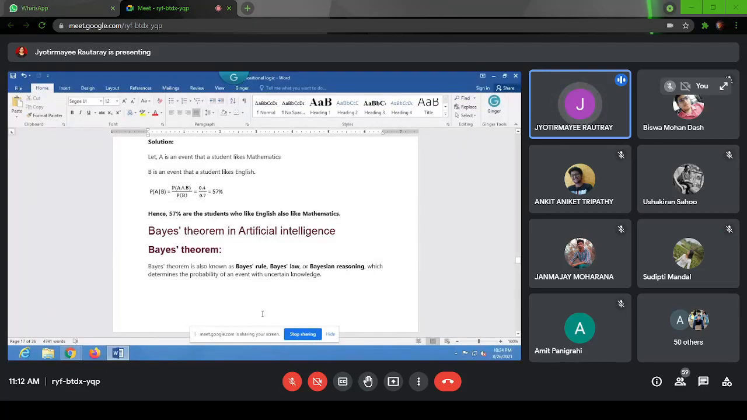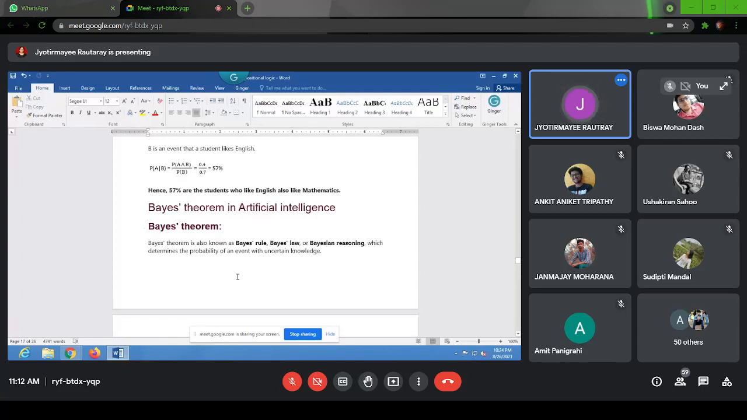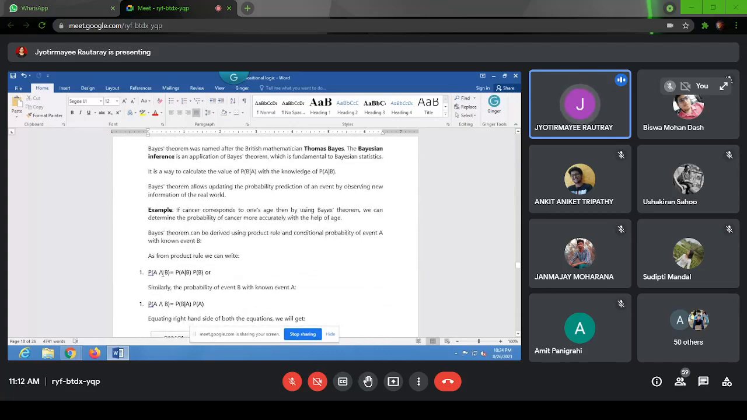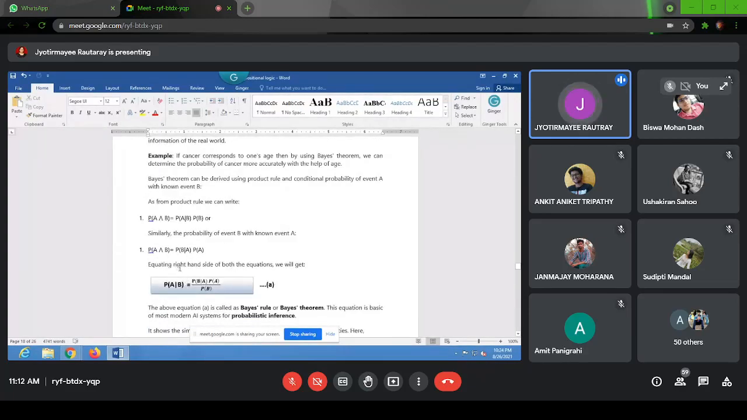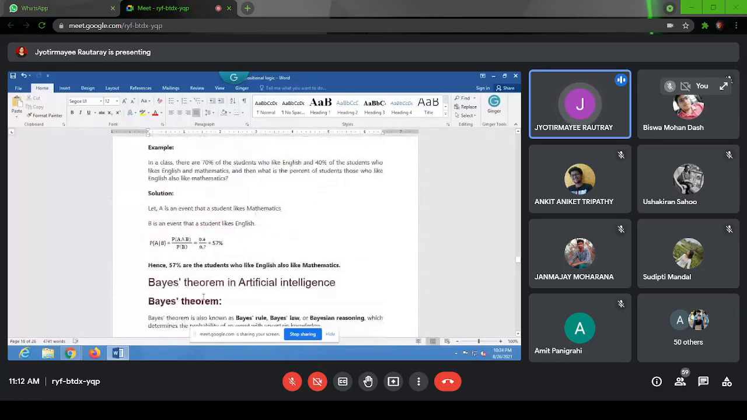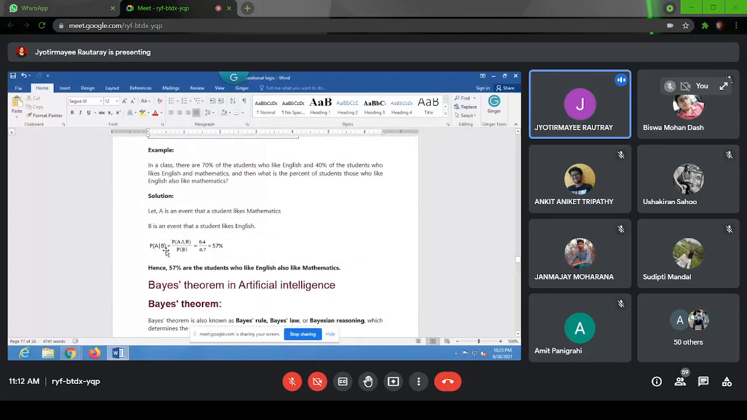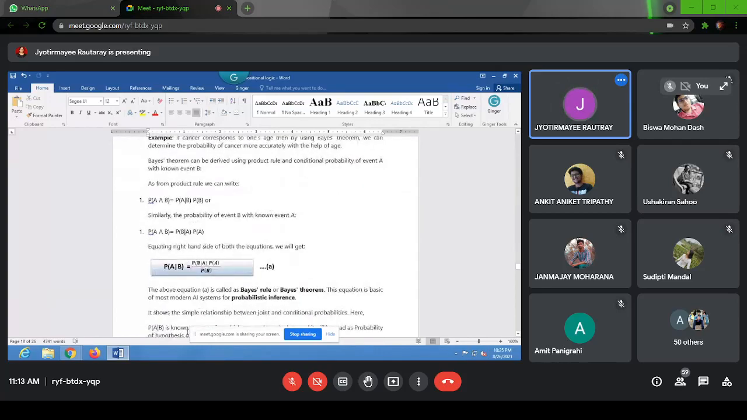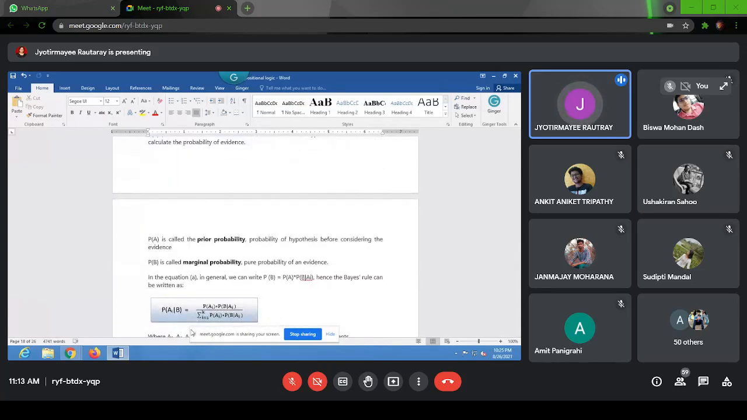Next, coming to Bayes theorem. In Bayes reasoning, the probability of A and B can be multiplied. Whatever is given in your question, you just use this formula. If this is given, you just cross-multiply it. This is the formula, that is your Bayes theorem.